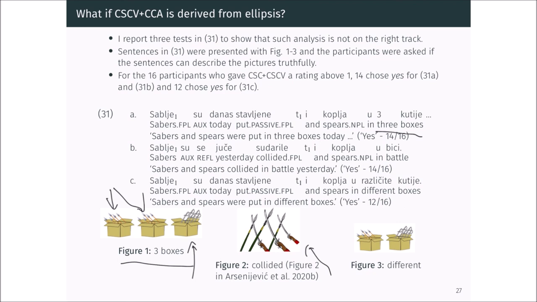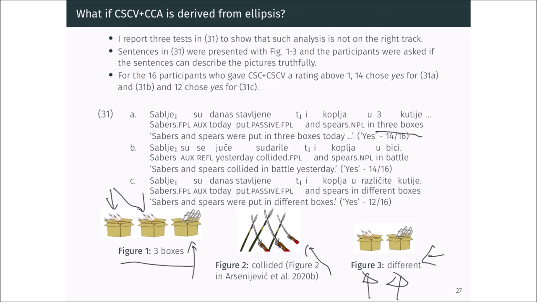31C is the internal reading with relative adjectives like "different." So here, as you can see in the figure, spears were put in one box and sabers were put in another box. And the sentence is: sabers and spears were put in different boxes. Notice it's not the case that sabers were put in different boxes and spears were put in different boxes, which is the reading that the ellipsis analysis would generate. The reading in the picture, on the other hand, cannot be generated by the ellipsis analysis.